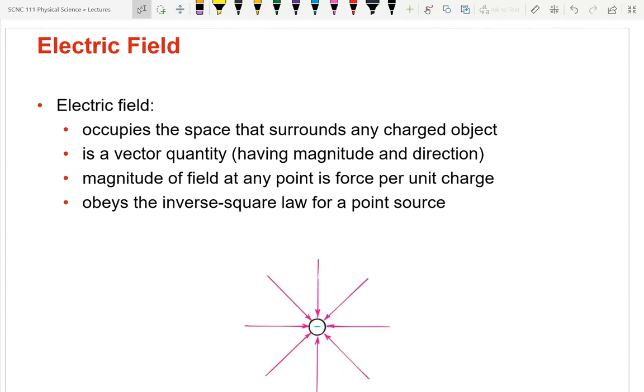New term for you, electric field. This is getting a little harder. Electric field is a thing we use to help us calculate forces easier. The electric field is defined as the force divided by a charge.